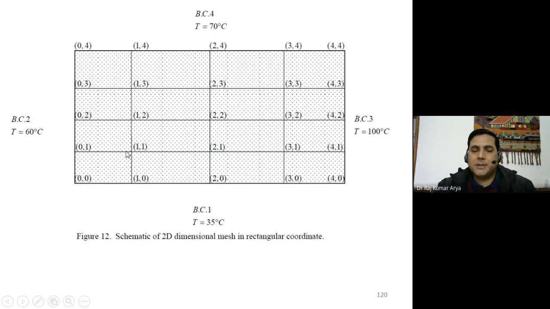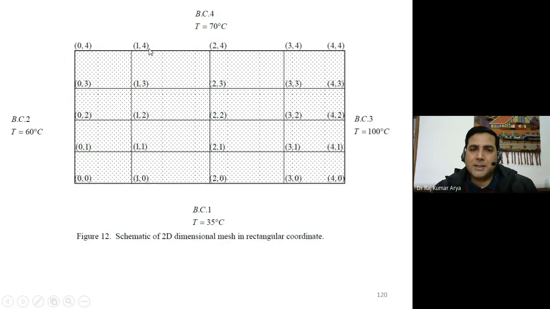So wherever zeros are associated, those temperatures are known from your boundary conditions. All these zeros are known, and on top all the fours are known because that is the boundary, and this side is also the last one. So this is what will help you.